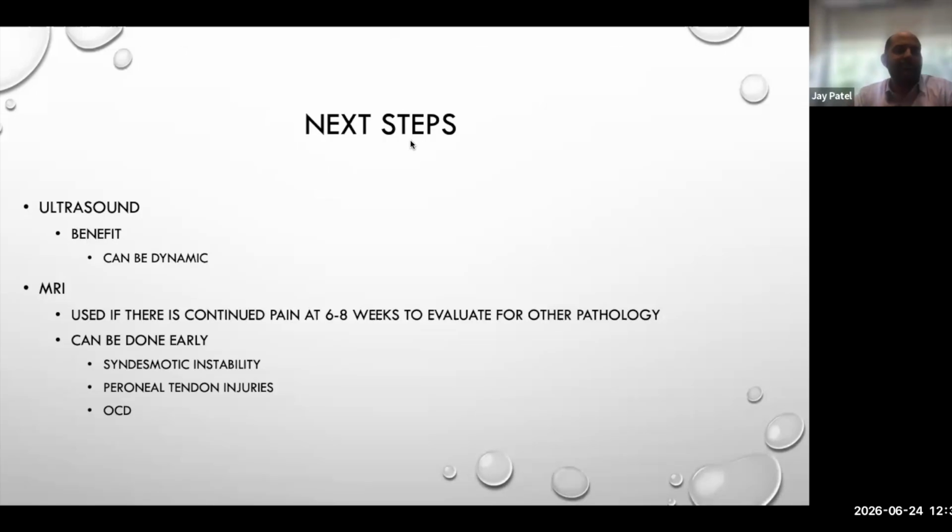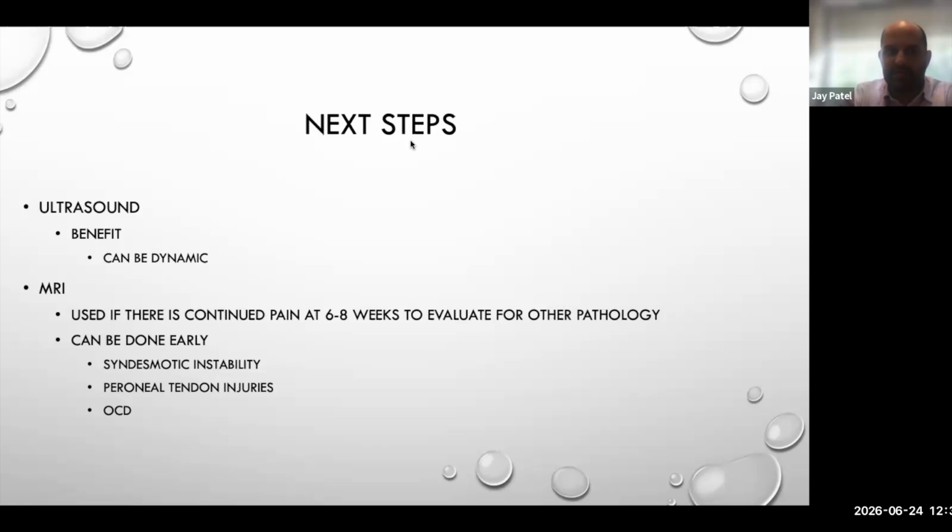So other options that can be done: ultrasound. The benefit of ultrasound is that it can be dynamic. It's very cheap to do, but the issue is that it's a newer skill with a lot of learning curve associated with it. And in my hands, I am not very familiar with ultrasound, right? So we do have ultrasound in clinic, but it's really difficult for me to assess whether there are any tears or any sort of laxity on an ultrasound. Usually my exam is good enough to tell whether there is laxity or not.